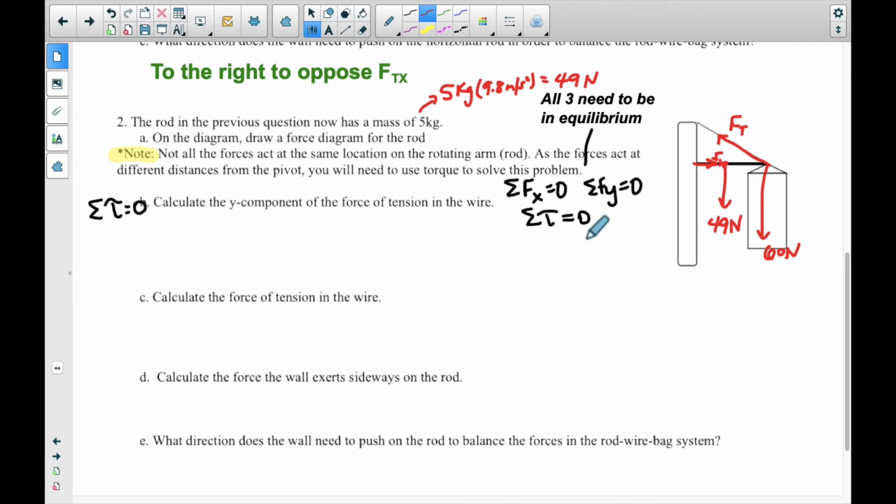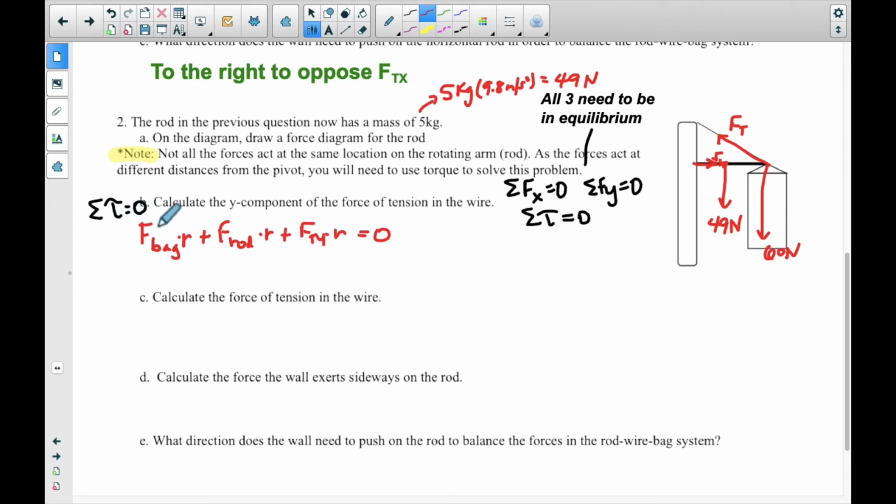So because of that, we're now going to focus on the torque. At various times on this worksheet, we will deal with the sum of forces in the x and the y direction, but for this particular question, we're going to deal with the sum of the torques. Okay, well, what are the torques that we have going on? Remember, the torque equation is radius times force. So one thing we have is the force of the bag times the radius. We also have the force of the rod times the radius. And we also have the force of tension in the y direction times the radius.